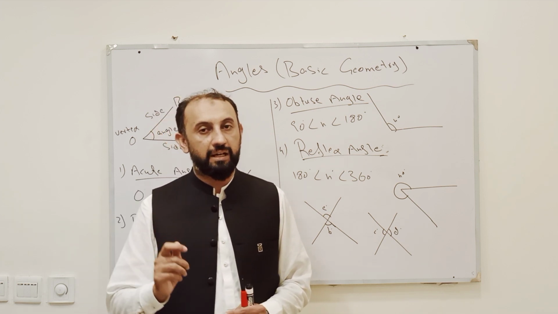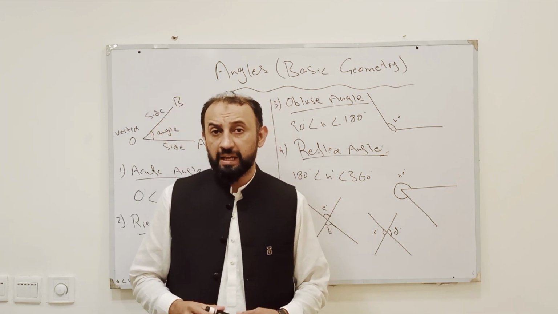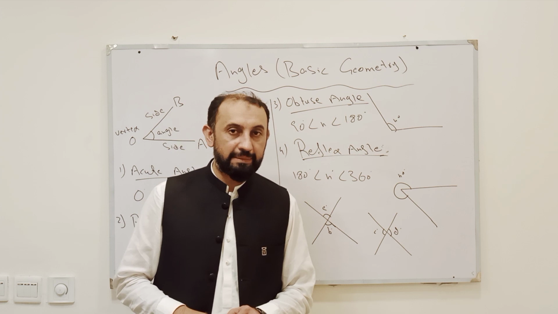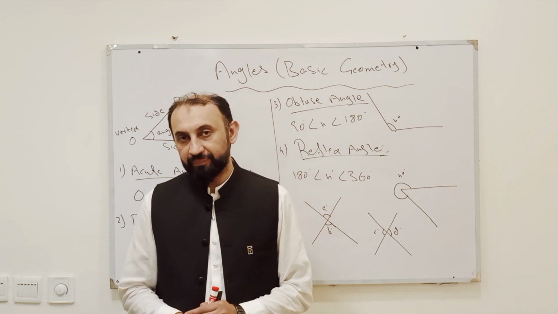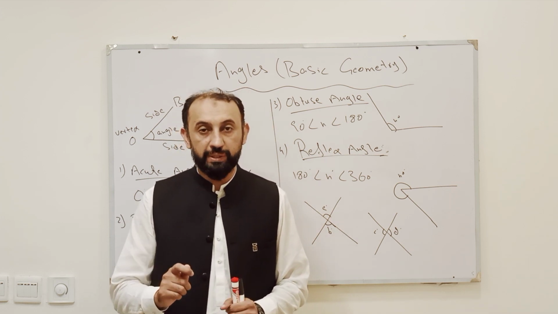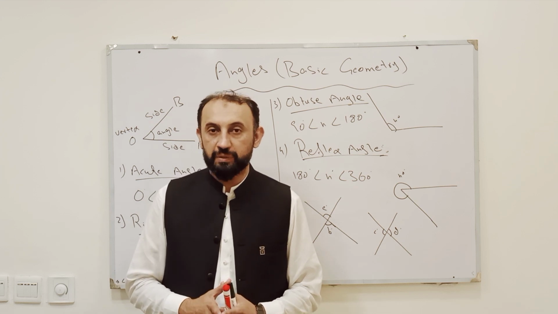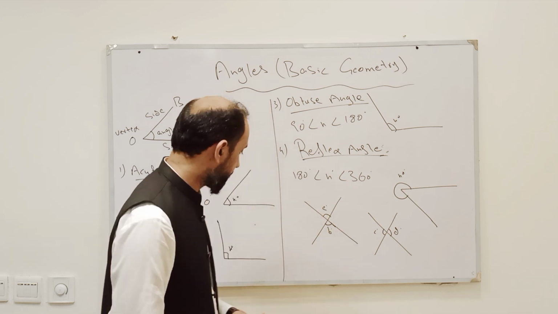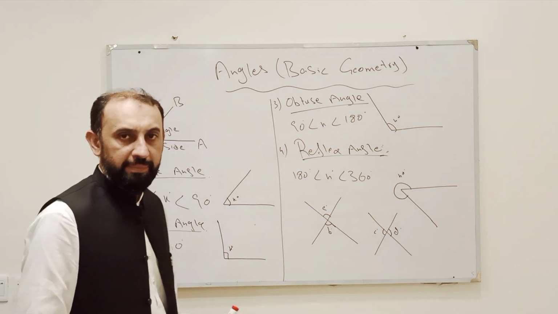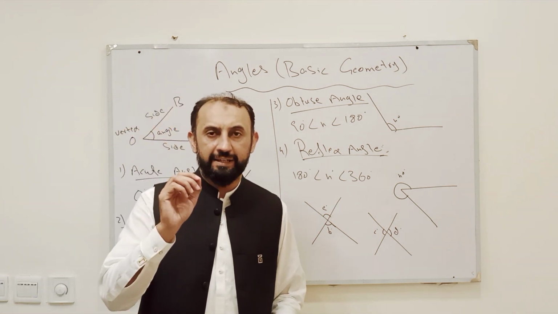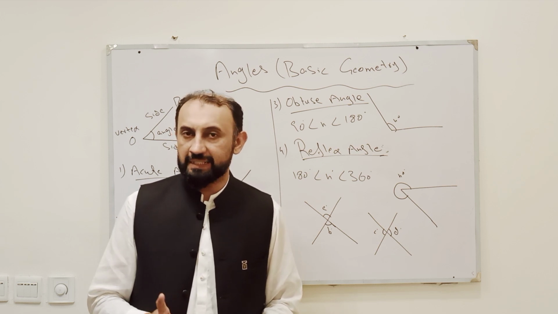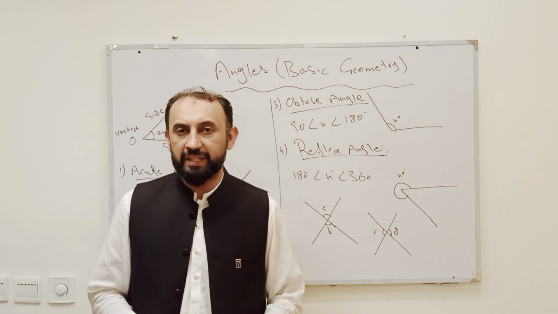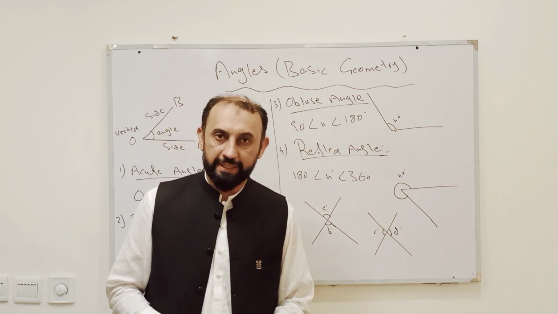Two angles are known as supplementary when they add up to 180. For example, if one angle is 60 degrees and the next one is 120, then 60 plus 120 is 180, so we can say it's a supplementary angle. So complementary angles add up to 90, and supplementary angles add up to 180.